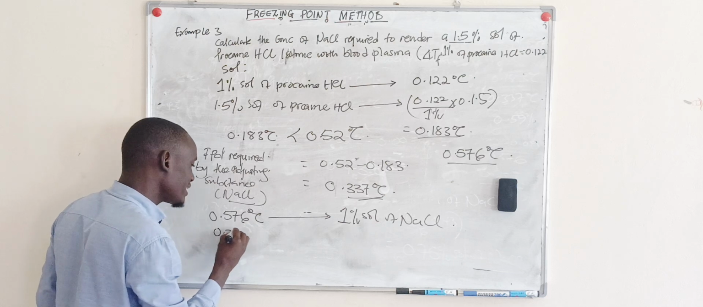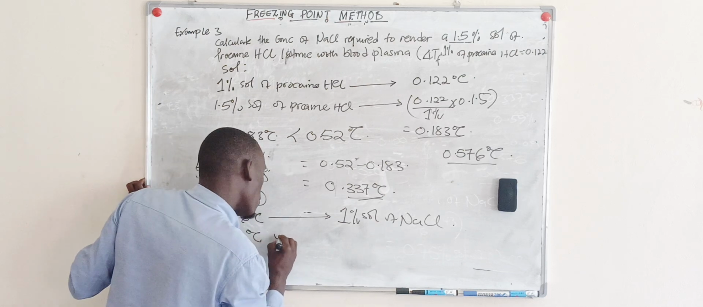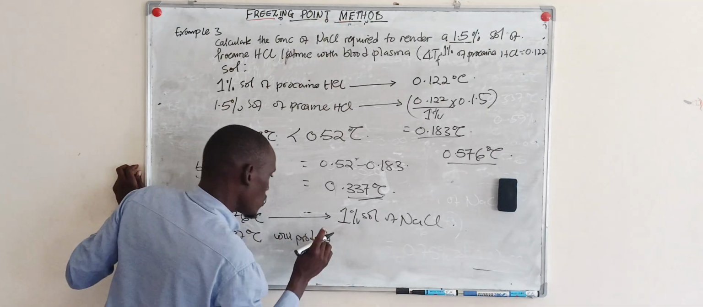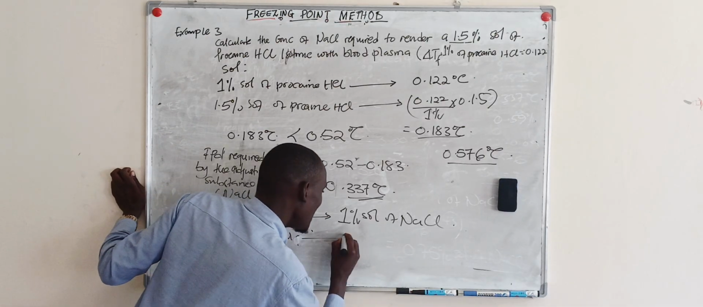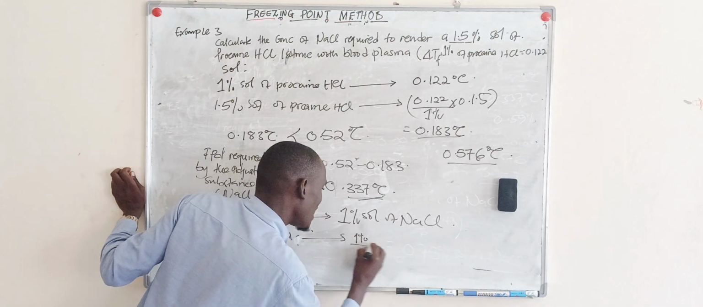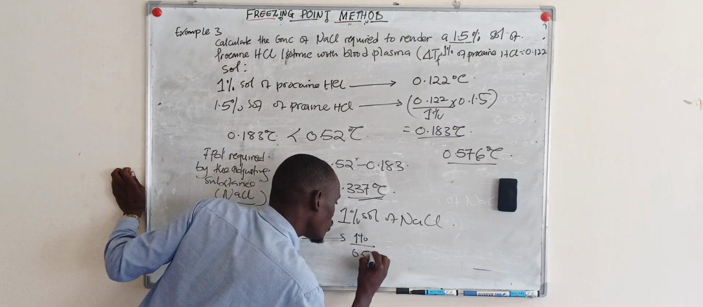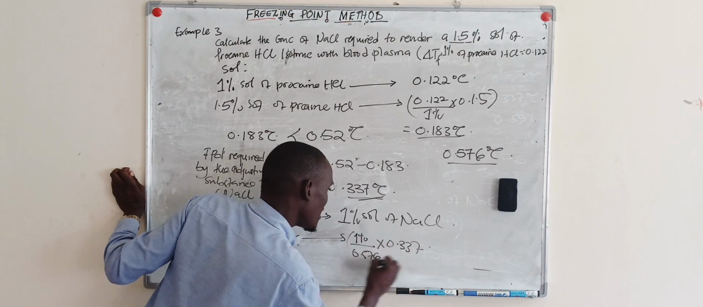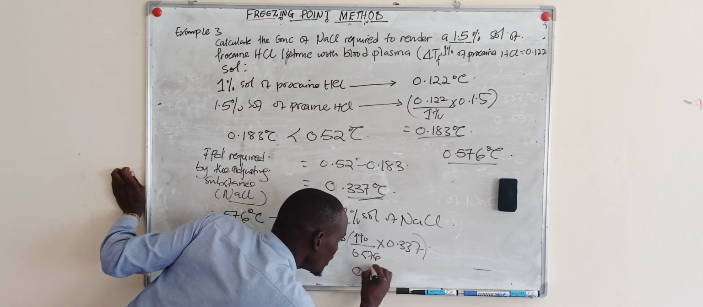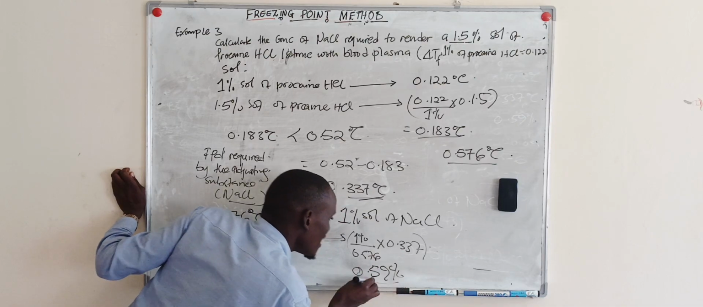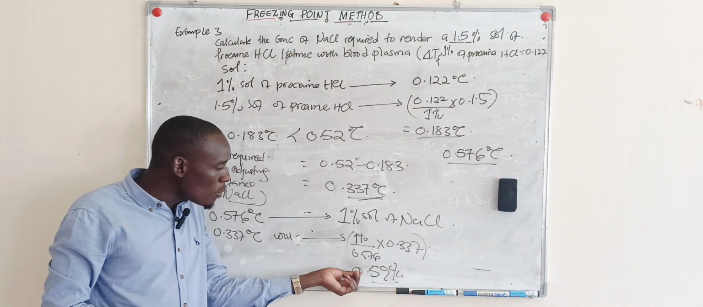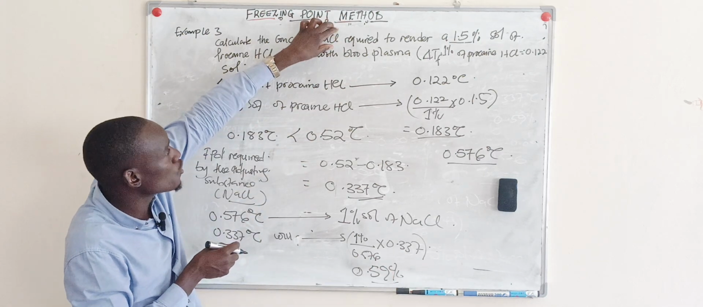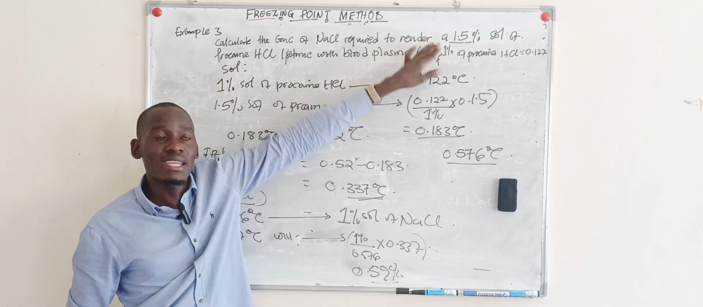So the 0.337 degrees C will be produced by 1% out of the freezing point depression of sodium chloride times 0.337. And when we compute this, we shall get 0.59%. That means that we need 0.59% solution of sodium chloride to render this solution isotonic.